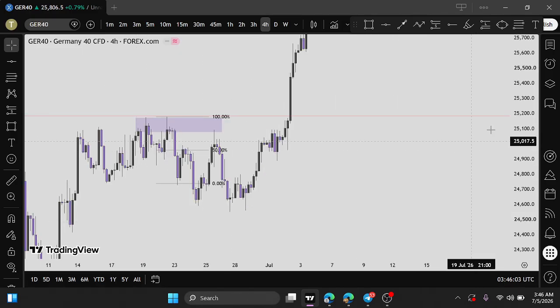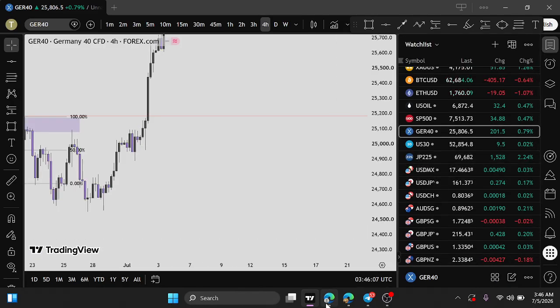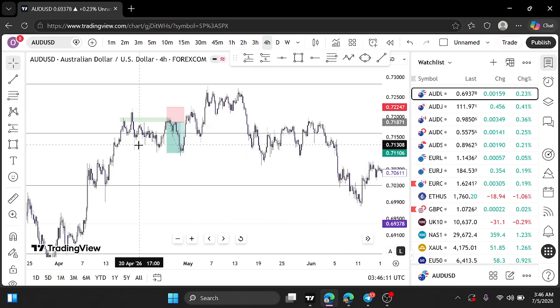And another example, let's use the UK 100. Is the UK 100 here? I think the UK 100 should be here. Exactly. Let's use this AUD as well. I think we also took this AUD sell.